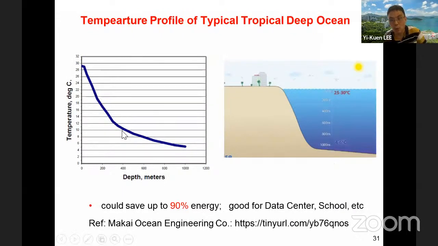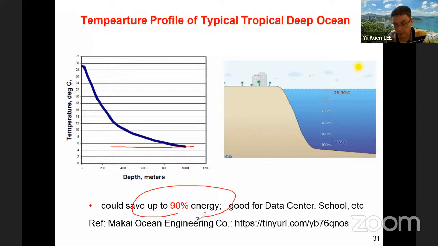So here I show you a typical temperature we can explore to use seawater for cooling, right, for buildings. You can see, typically the temperature of seawater depends on depth. Here it shows from 0 to 1,000 meters, the temperature can really drop from room temperature to almost very low, 4 to 5 degrees C. So do you think so? This is quite an important thing. So you can save maybe 90% of the energy.